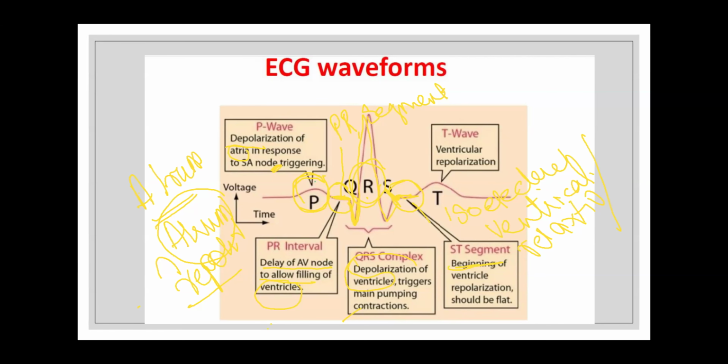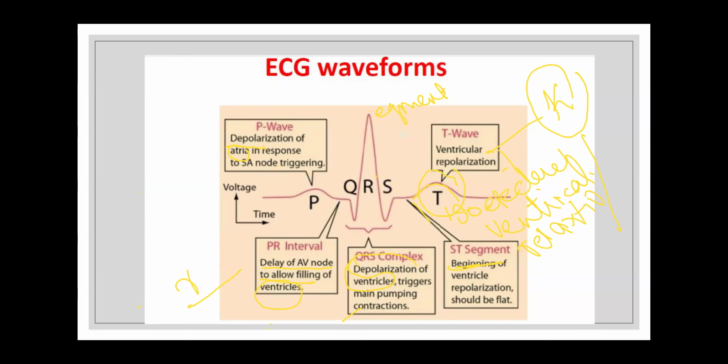And at the end, the repolarization occurs. And I told you at the time of repolarization, the potassium goes out of the cell. And this repolarization is represented by the T wave. The ventricle is relaxing. Okay. So these are the important things which you are going to see on the ECG, and you should know what basically they are telling you.